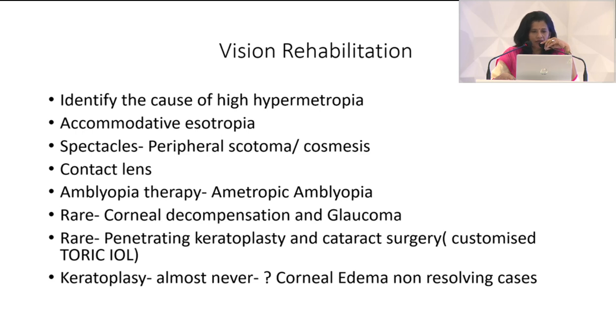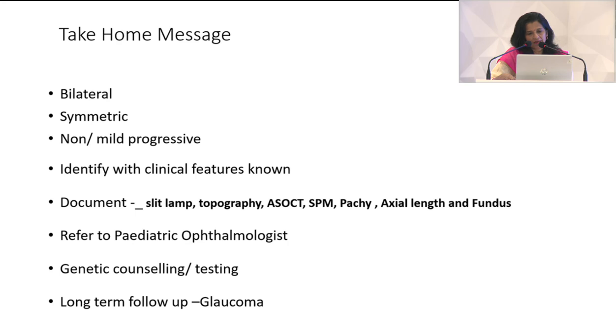So vision rehabilitation is very important. You have to identify the cause of high hypermetropia and treat the accommodative esotropia in these patients. Spectacle correction is very important. Contact lens fitting where and when possible, and treat the ametropic amblyopia, and look for rare corneal decompensation and glaucoma. Penetrating keratoplasty and cataract surgery may be considered if these children grow up into adults with good vision. Keratoplasty has almost never been described.